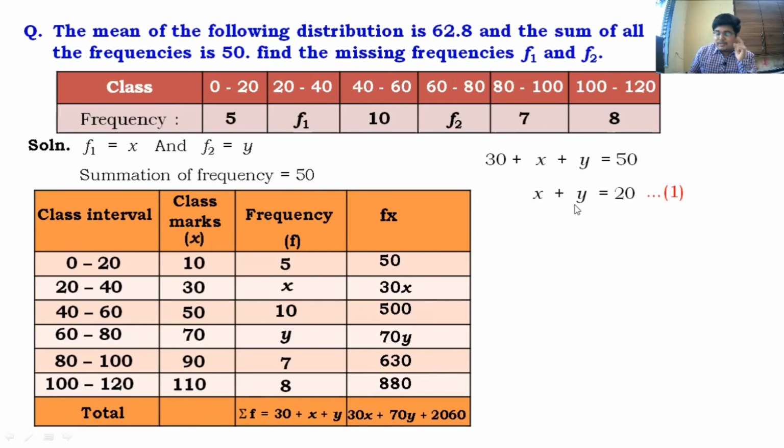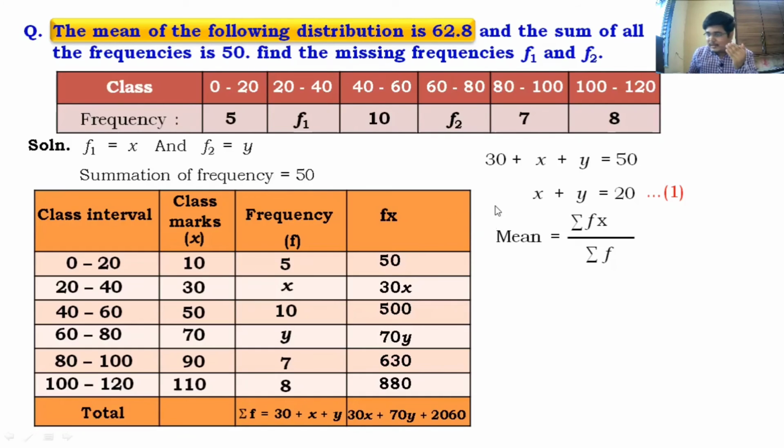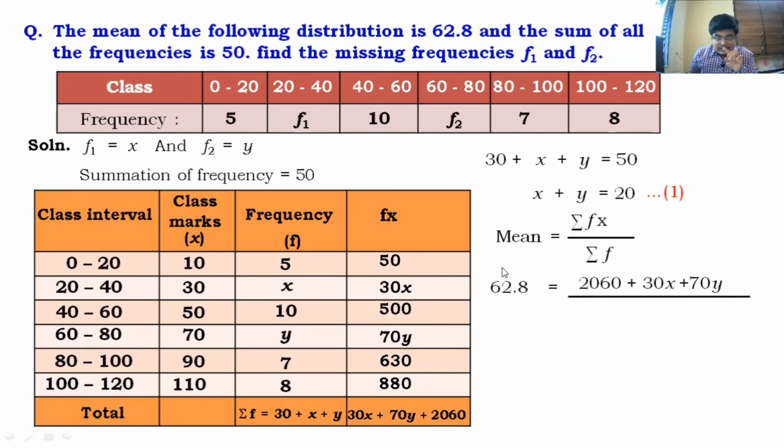Coming to the second equation, for that we need to use the formula for mean. So mean is given, it's 62.8. We know the formula, summation fx upon summation f. So here guys, mean formula is summation fx upon summation f. So mean is given 62.8 equal to summation fx. See, we have found that, 30x plus 70y plus 2060 upon summation f. See, you can either use 30 plus x plus y, but it's better to use 50, right? Because 50 is a number, it will be easy to work with. And now you have to cross multiply, simplify this and frame the second equation.